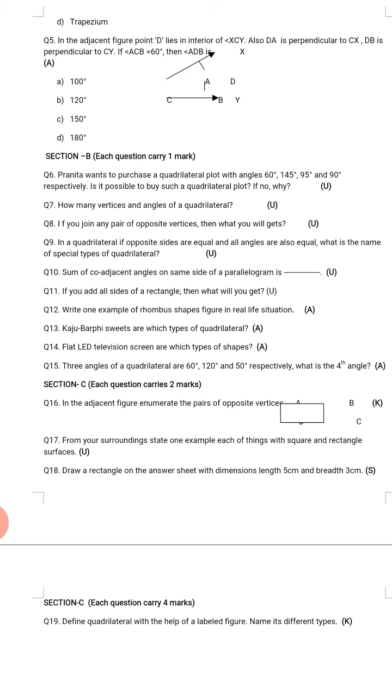Now the next question is: draw a rectangle on the answer sheet with the dimensions length 5 centimeter and breadth 3 centimeter. This question goes to the skill, because they will draw, they will use the pencil, ruler, compass, whatever material, and they will draw the diagram. So that question goes to the skill.